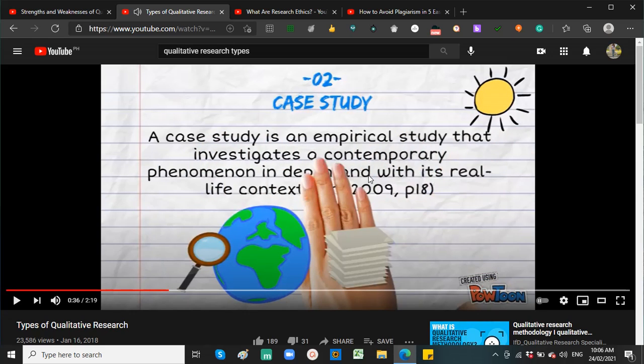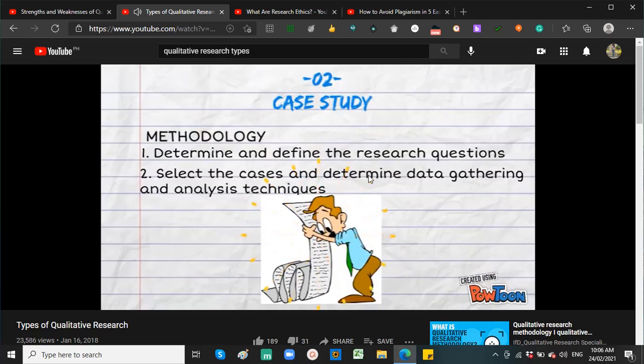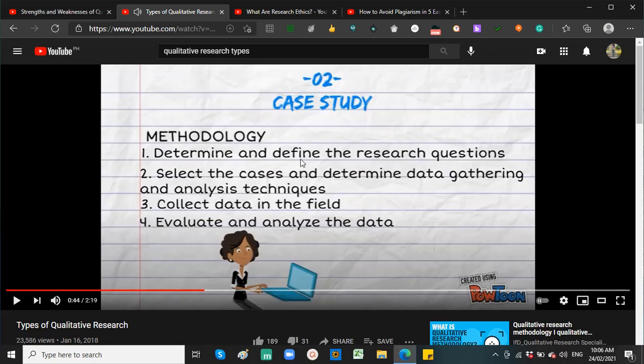Another type of qualitative research is a case study. It's an empirical study that investigates a contemporary phenomenon in depth within its real-life context. More or less, for a case study, you ask what the questions are, then select cases, then collect data in the field, and then you evaluate and analyze the data. For some case studies which are case-specific, you do not really need to interview your respondents. You can just observe, or you can just read through and collect data that way.